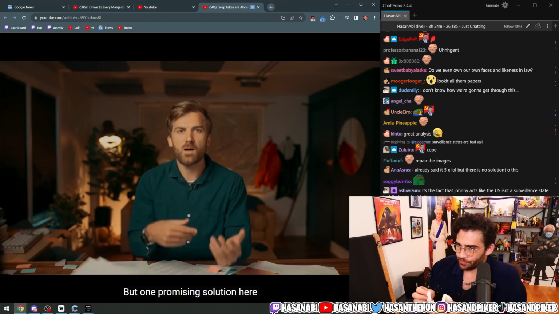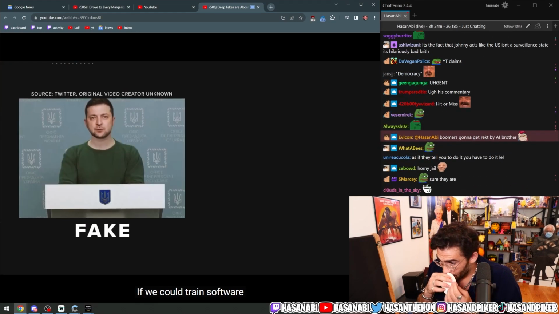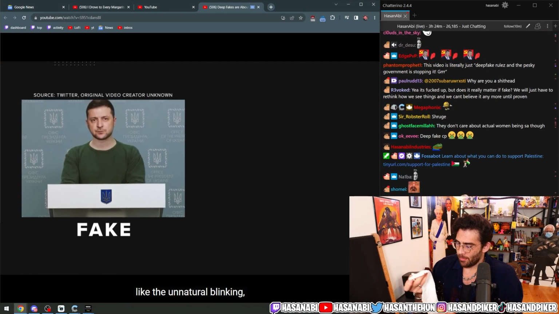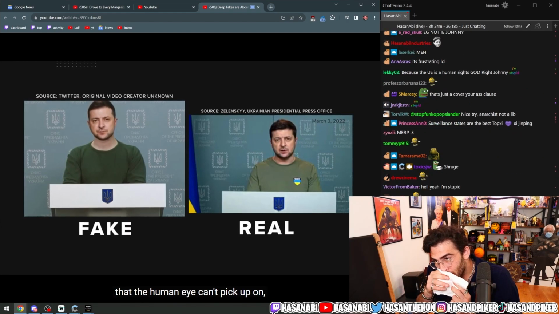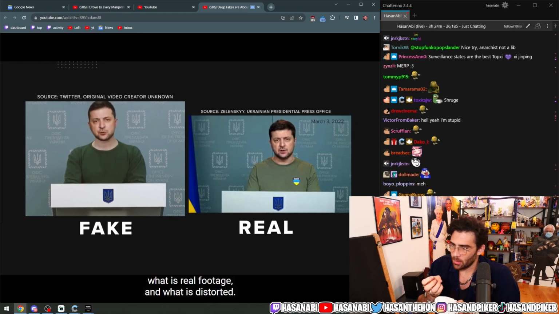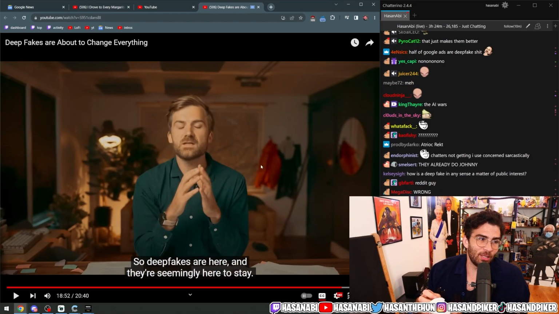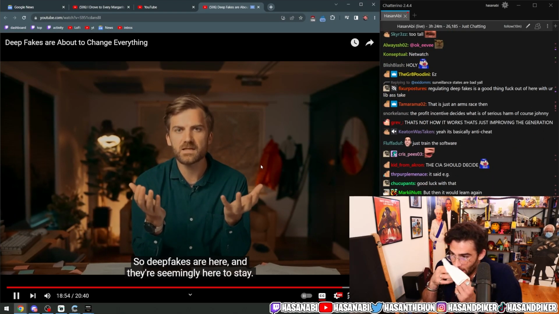But one promising solution here would be to fight software with software. If we could train software to detect the quirks of deep fakes, like the unnatural blinking or some of the other weird subtle things that the human eye can't pick up on, we would have a strong way of verifying what is real footage and what is distorted. So yeah, and then the deep fakes will use that technology to make it better. Fakes are here, and they're seemingly here to stay.